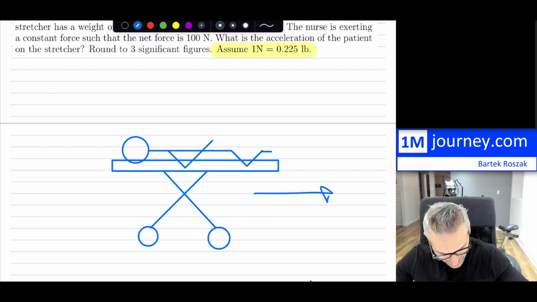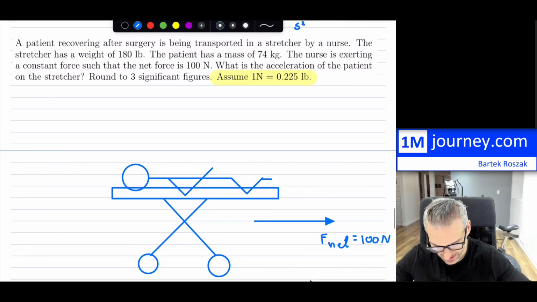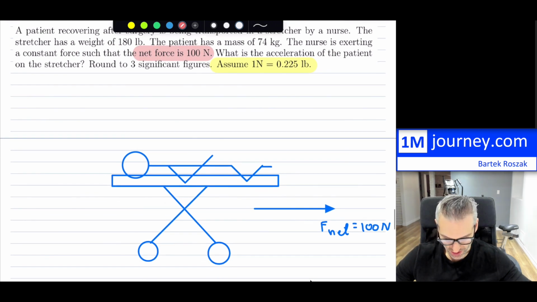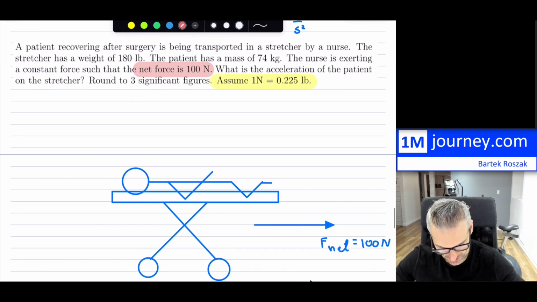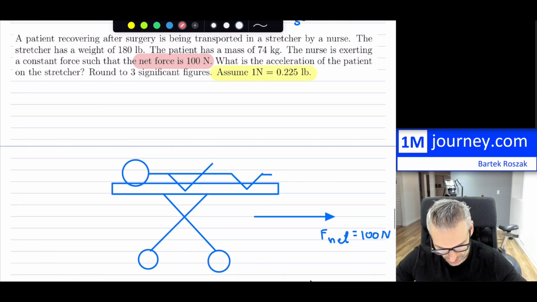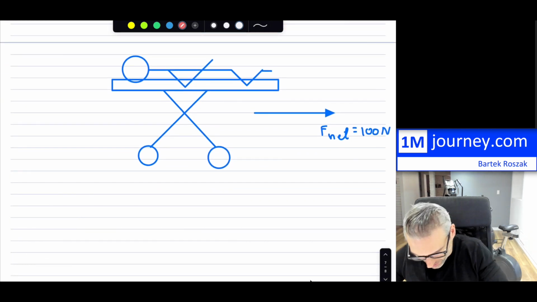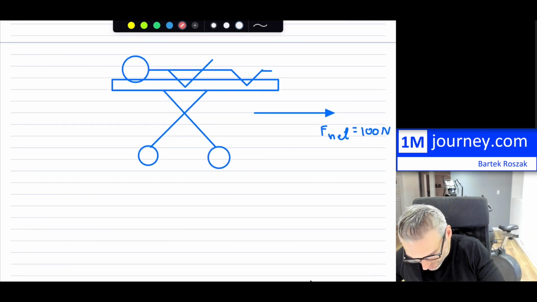Now they're moving, right? So you have a net force here. So the net force is equal to 100 newtons. That's what they tell us in the question. So notice net force right there. That patient is going to be accelerating at least for a certain amount of time until the net force maybe comes to 0. Now we do have, so notice, a weight of 180 pounds. So that's for the stretcher.